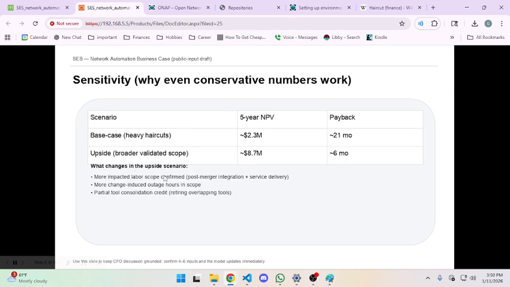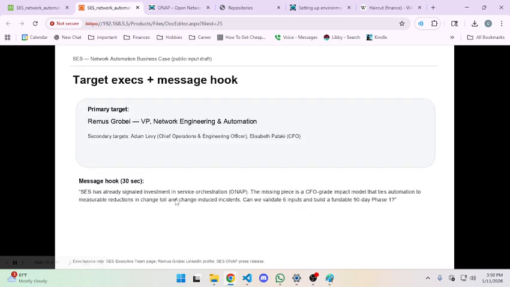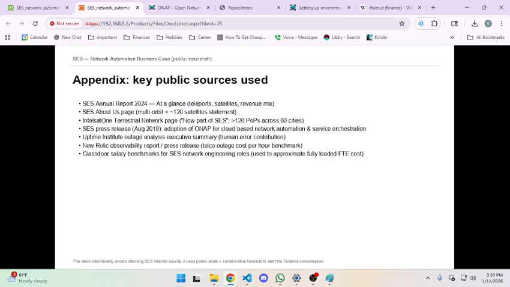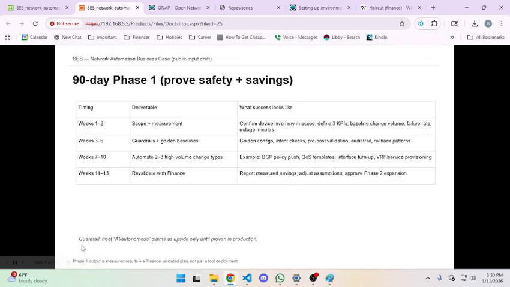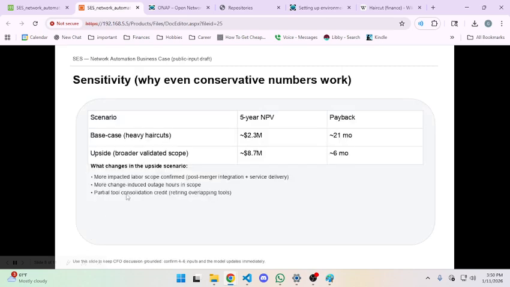So what changes in the upside scenario? We've got more impacted labor scope confirmed, post-merger integration and service delivery. We've got more change-induced outage hours in scope. We've got partial tool consolidation credits, retiring overlapping tools. So that is slide number 8.